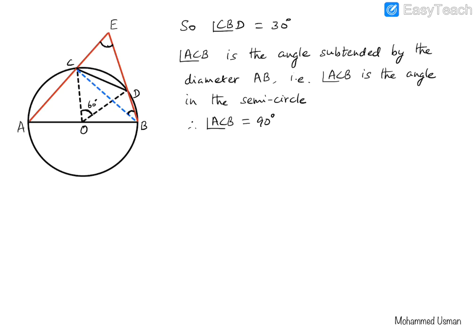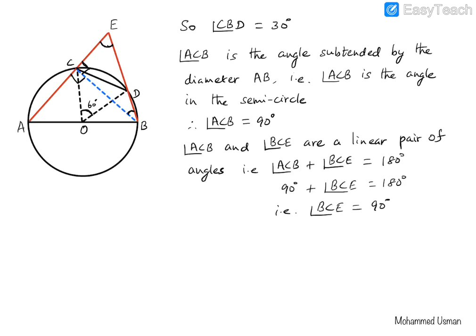So we now have angle ACB to be 90 degrees. So what is angle BCE, which is this angle here? BCE is also going to be 90 degrees because ACB and BCE are a linear pair. The sum of these two angles is 180 degrees, and since ACB is 90 degrees, BCE will also be 90 degrees.